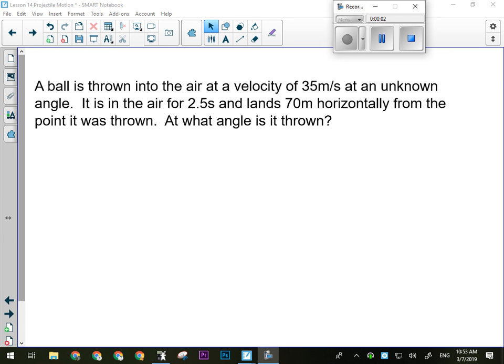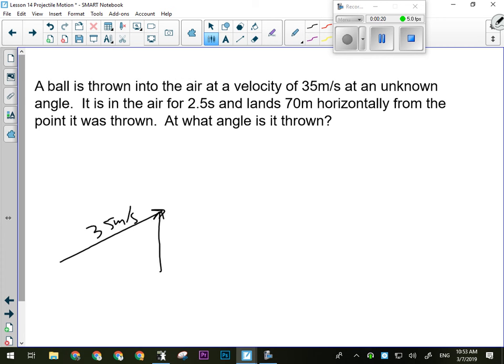All right, so let's have a look at this one because it sets up a bit differently than the ones that we've done previous to this. So we have a ball that's thrown into the air. We know it's thrown at 35 meters per second. So that's the projected velocity. It's not the vertical, it's not the horizontal, it's the projected. So it's the hypotenuse of this triangle that we've been using all along here.